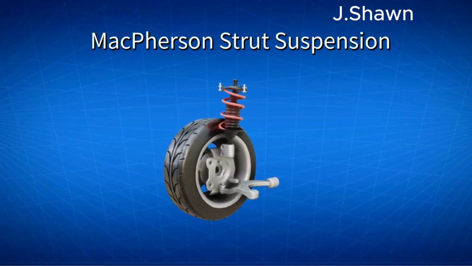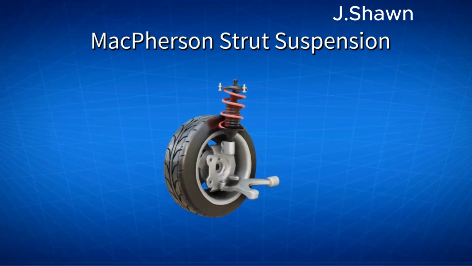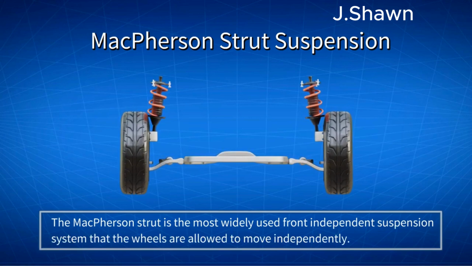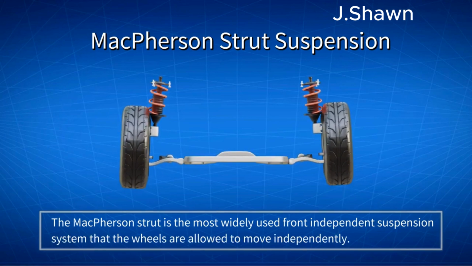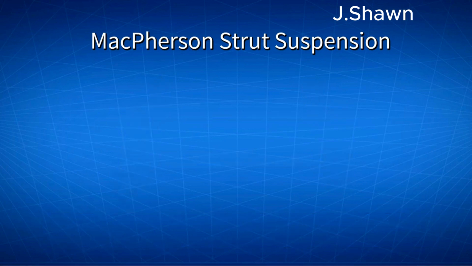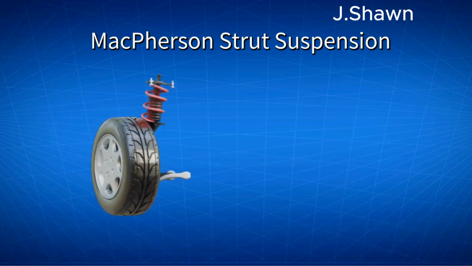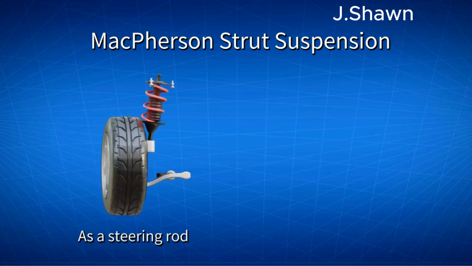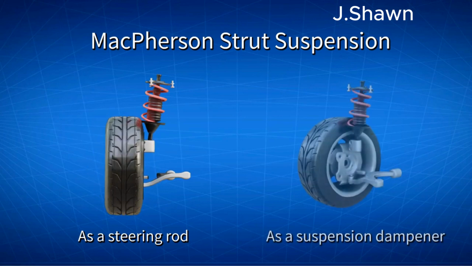McPherson strut suspension. The McPherson strut is the most widely used front independent suspension system, in which the wheels are allowed to move independently. A McPherson strut suspension combines two major functions: as a steering rod, and as a suspension damper.